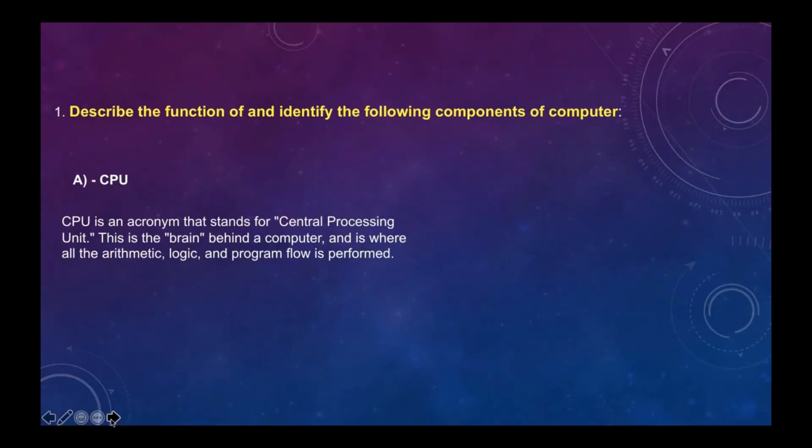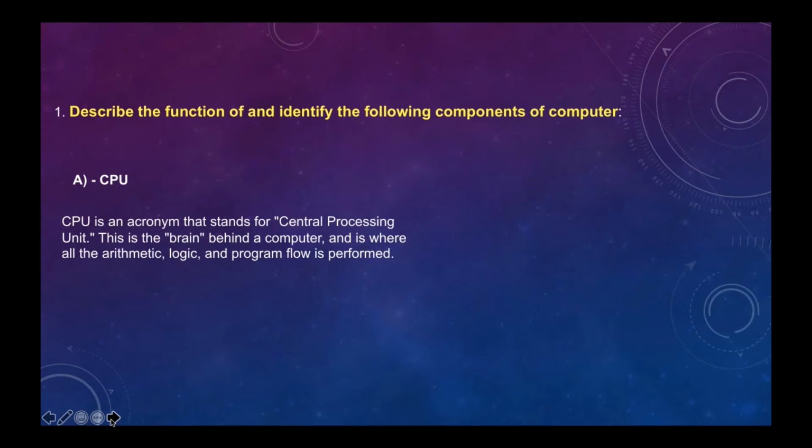So the requirements on the owner, the first one is describe the function and identify the following components on a computer. Basically, it's asking you to identify some things that are found on a computer, and I'll be sending you the link with the test questions. I'll be sending you also this presentation that is on PDF so that you can read and answer the question.